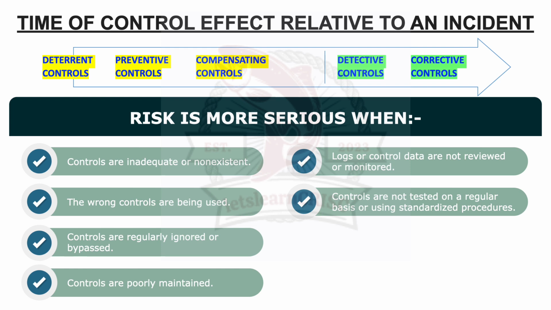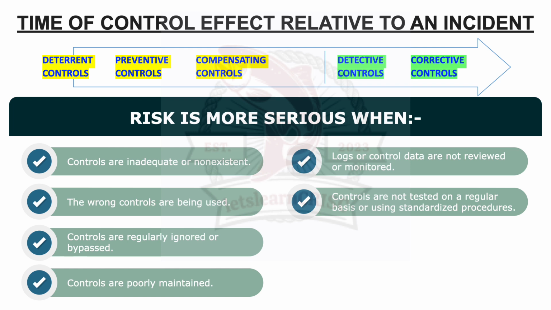Next, risk is more serious when controls are not tested on a regular basis or using standardized procedures. Friends, the statement that risk is more serious when the controls are not tested on a regular basis or using standardized procedures underscores a key principle in risk management. Friends, testing controls regularly using standardized procedures is essential for ensuring their effectiveness and identifying any weaknesses or vulnerabilities, such as uncertainty of effectiveness, failure to identify weakness, or compliance risk.